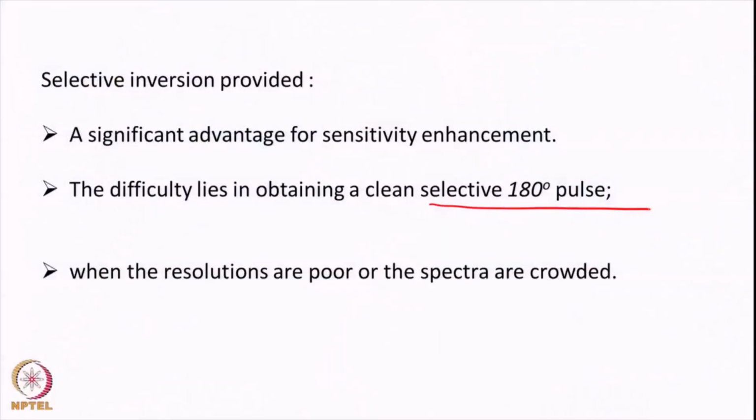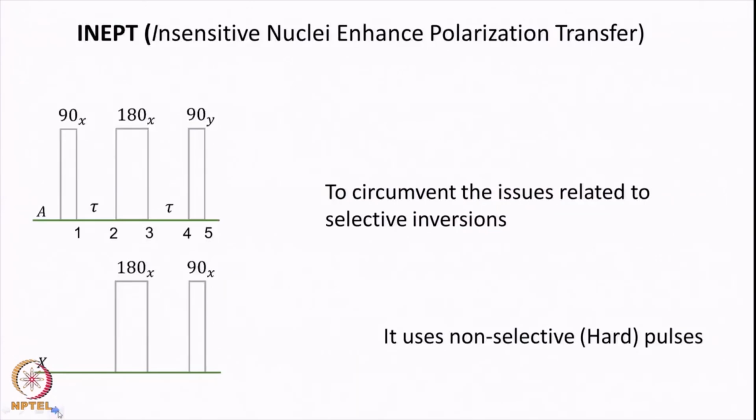We get all those selective enhancements, but selecting a 180 degree pulse which is very specific to a particular transition is difficult, and when there is a crowded spectrum, selecting a transition which can be inverted is really difficult. Therefore we discussed another experiment which is called INEPT, insensitive nuclei enhancement by polarization transfer.